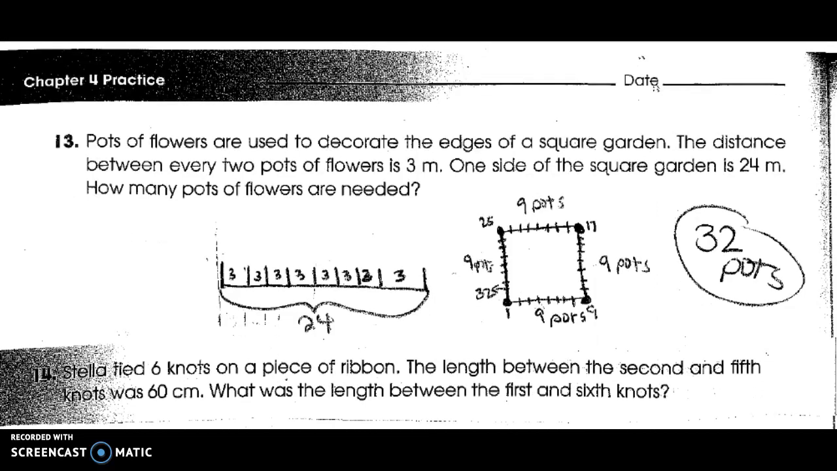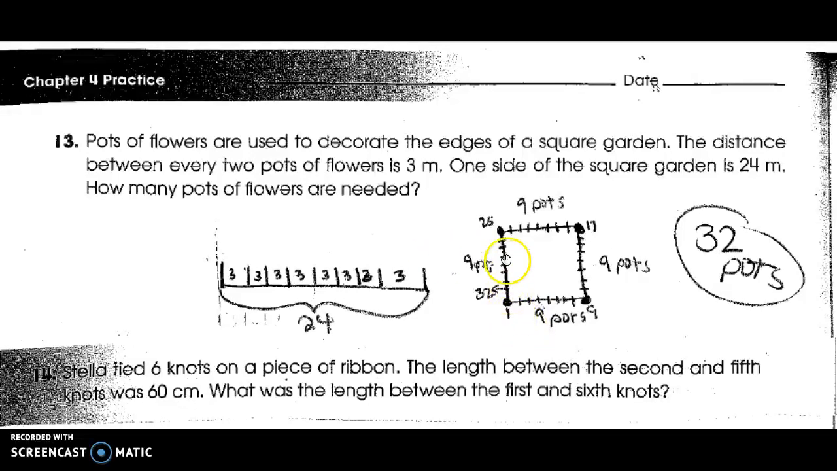So for 13, I drew a square for the garden, and I knew that one side of the square was 24 meters, so I drew just one side. And I knew that each pot had 3 meters between the next pot. So starting at the beginning of 24, I figured out there were 1, 2, 3, 4, 5, 6, 7, 8 intervals of 3, which means 9 pots.